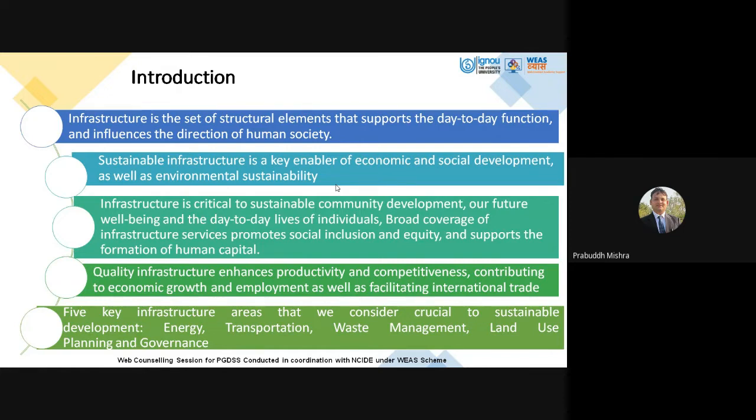But on the other hand, we also have to see what the final outcome of the products will be, what the final outcome of the resources used to generate that energy will be. That part also has to be taken care of when we're talking about infrastructure. So in other words, we can say that sustainable infrastructure is a key enabler of economic and social development, as well as environmental sustainability. And infrastructure is critical to sustainable community development, our future well-being, and the day-to-day lives of individuals.